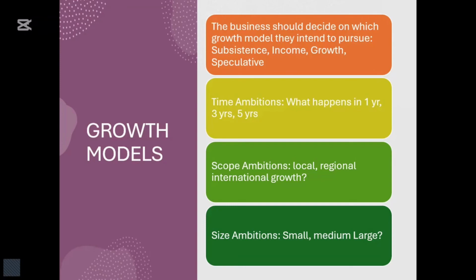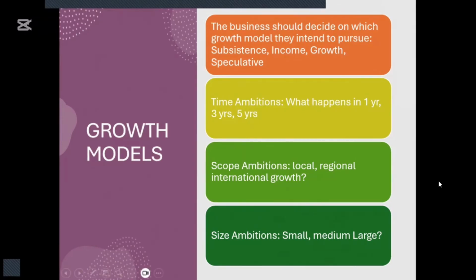In addition, we're going to have to pay attention to the time ambitions. In this case, we are paying attention to where you see yourself in 1 year, 3 years, 5 years. In terms of the scope of ambitions, we are looking at whether your business is going to remain local. Do you see yourself expanding regionally or internationally? And in terms of your size ambitions, whether you are going to remain small, or whether you're going to go medium or large.